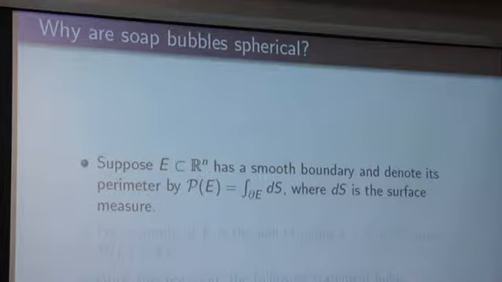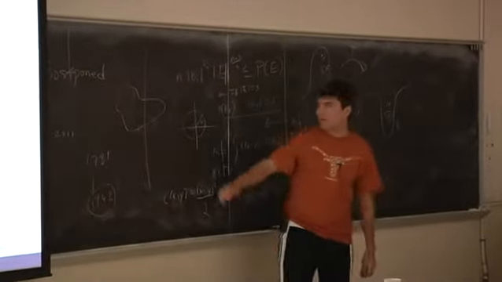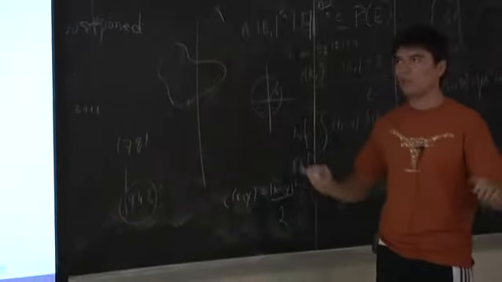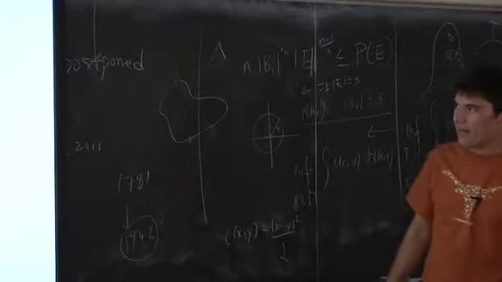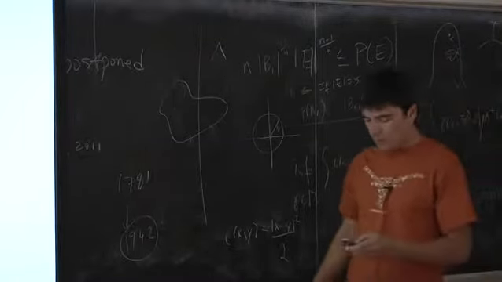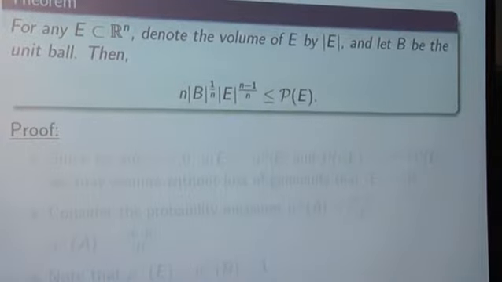Okay, so suppose that E is just a set. Let's assume that the boundary is smooth, meaning that it doesn't have sharp corners, although this is not really an issue. But for the purpose of this talk, let's just assume that it's got a smooth boundary. Then we can calculate its surface measure. If you're a ball, then it's just 4 pi r squared. So this is the theorem that we're trying to prove. That's the isoperimetric inequality, the Euclidean case.